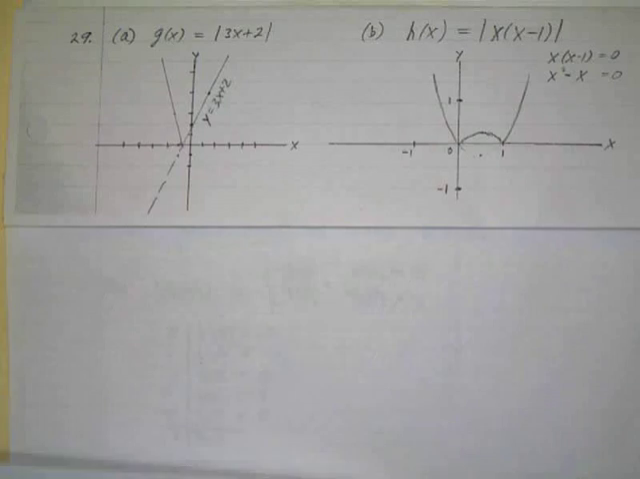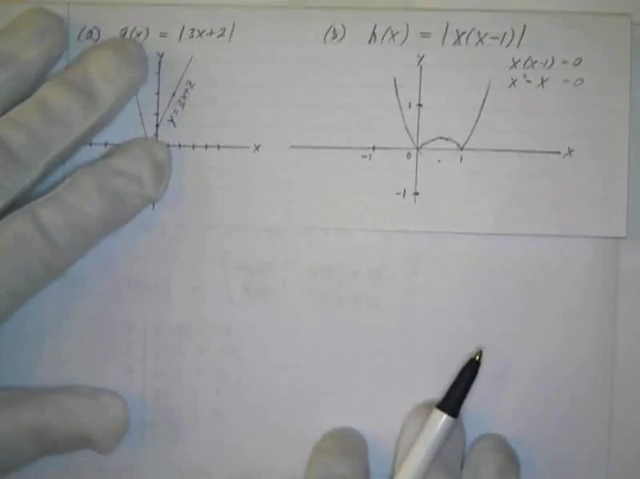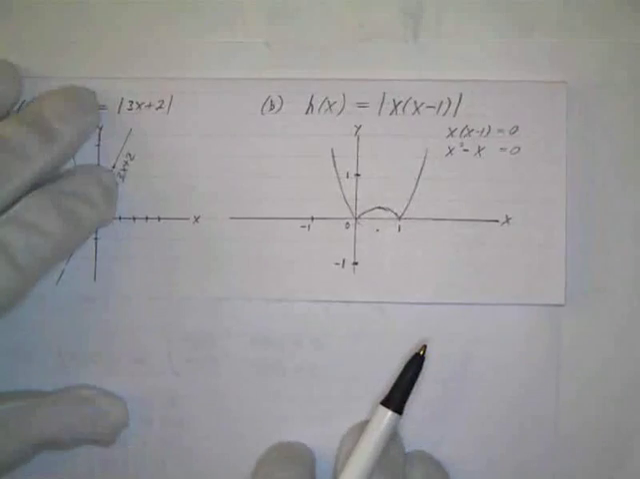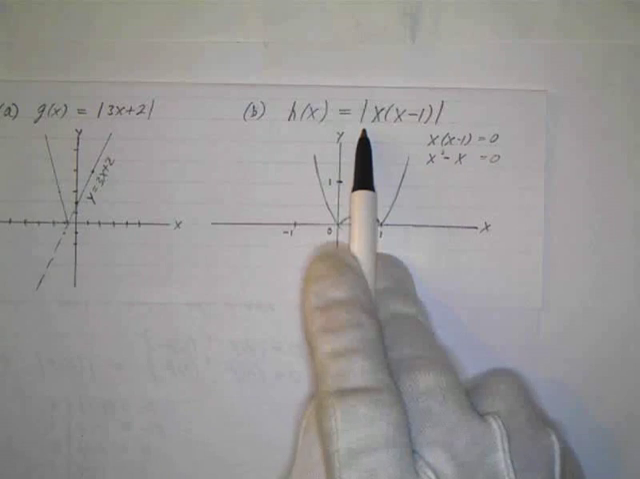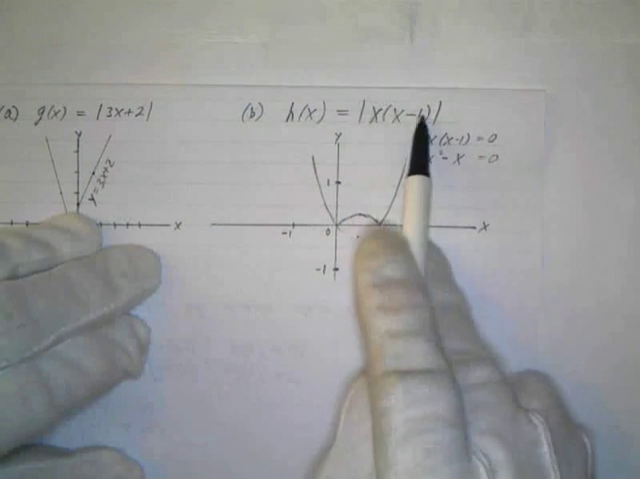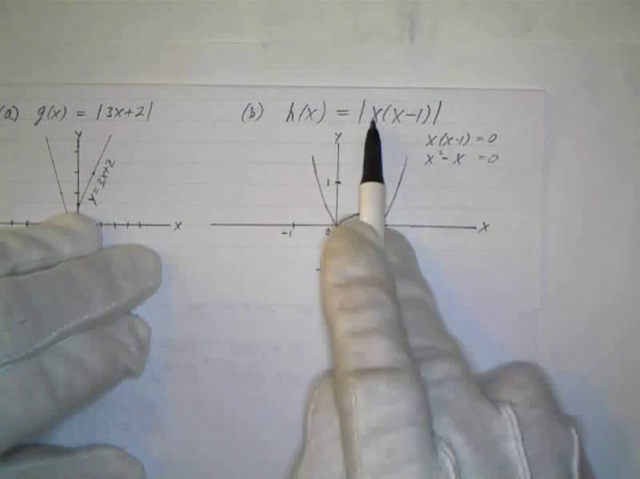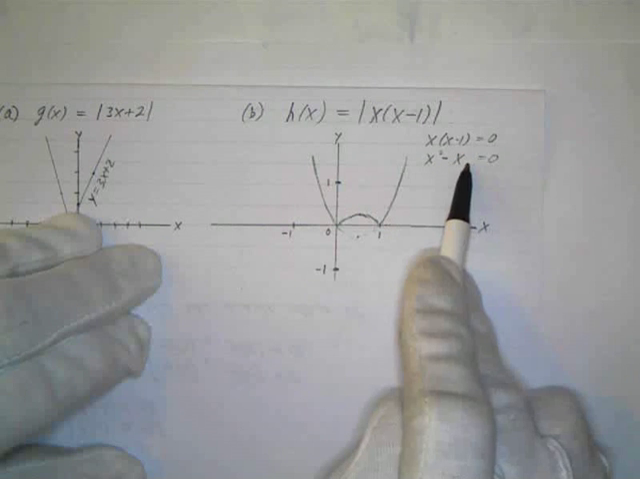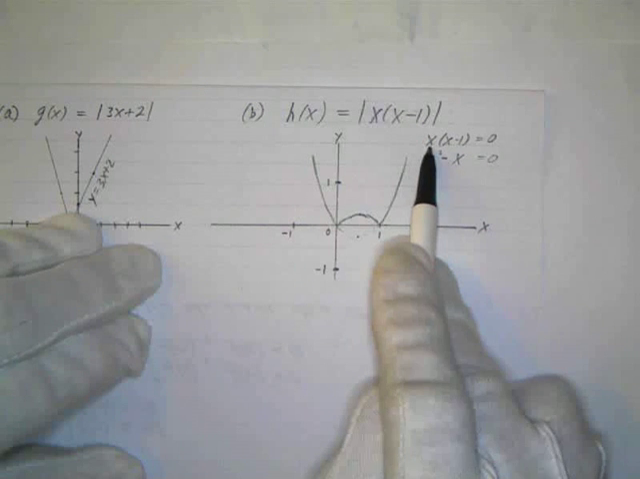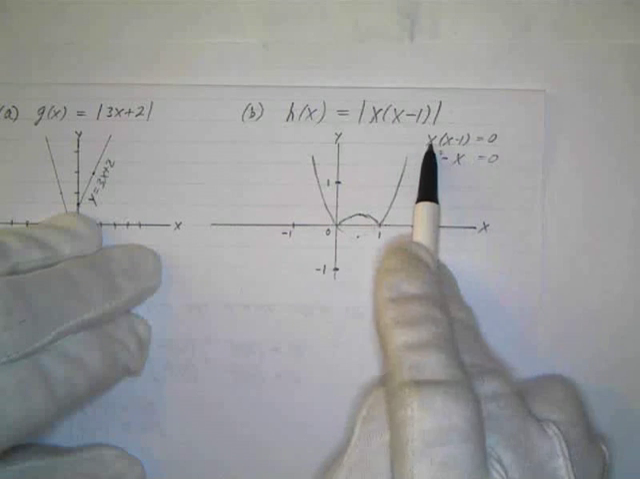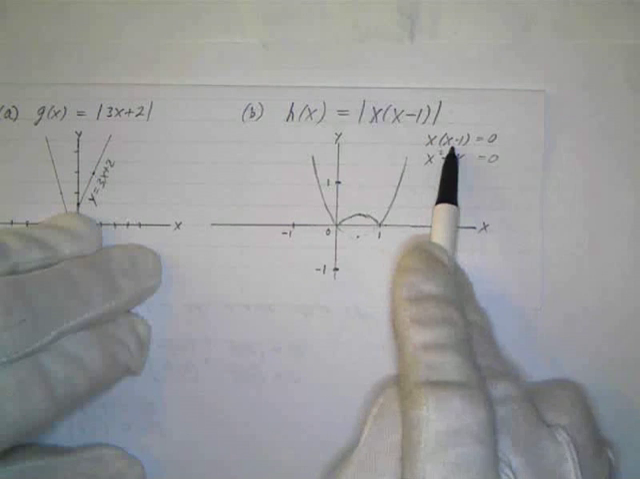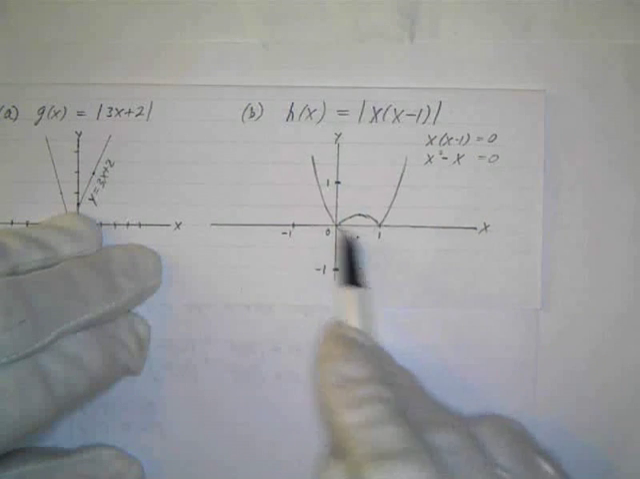The other one, this is a function over here. We want to graph this one here, h of x equals the absolute value of x times x minus 1. Well, basically, I could take a look at this, and I could multiply this out, and I realize I'm going to have a parabola. And if I set each of these equal to 0, I can find the intercepts. It's going to be shaped like a U, and the intercepts are going to be at 0 and at 1. I can set this equal to 0. I get x equals 0. Set this equal to 0. X equals 1. So these are going to be the intercepts.